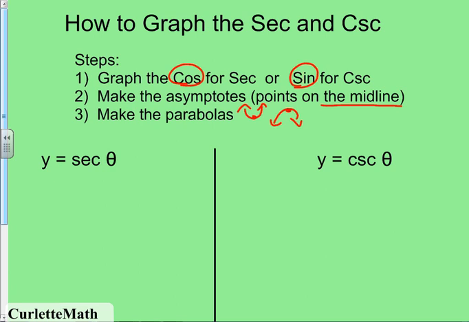So let's begin and see how to graph y equals secant theta. We need to look at what our period is. Our period is going to be 2 pi divided by the number in front of theta, which is 1, giving us 2 pi. Then we need to look at what our amplitude is. That's the number in front of our trig function. This trig function is secant, so our amplitude is 1. What am I going to graph first? I'm going to graph first y equals cosine theta.